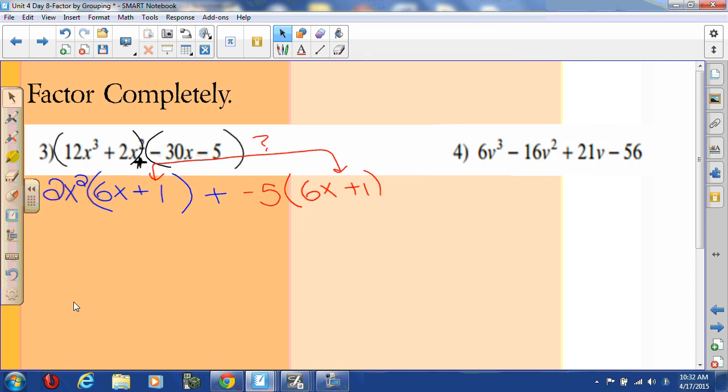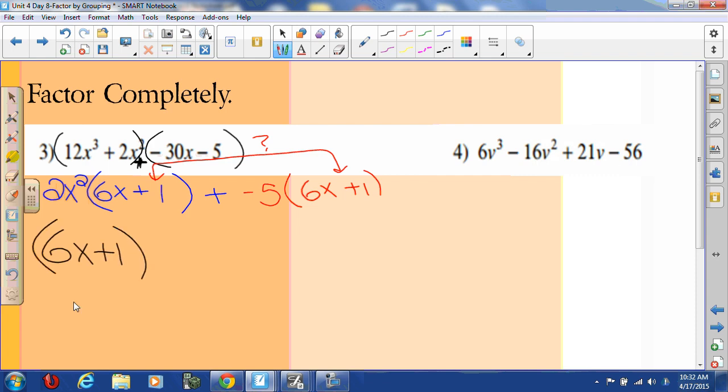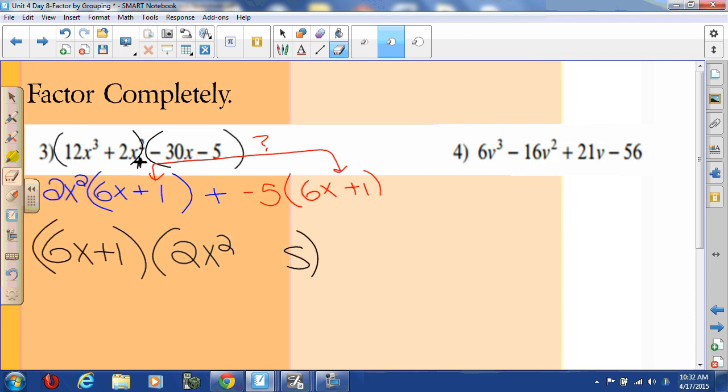So now that you know those binomials are the same, you want to factor that binomial out because it's in both terms. I'm going to factor it out. If I take 6x plus 1 away, what's left in the first term? Good, 2x squared. And if I take 6x plus 1 away from the red binomial, that gives us a negative 5. I don't want a double negative, so I'll just make that negative 5. You're done factoring. Perfect, but check and make sure you don't have any GCF. And that's it. You're done.